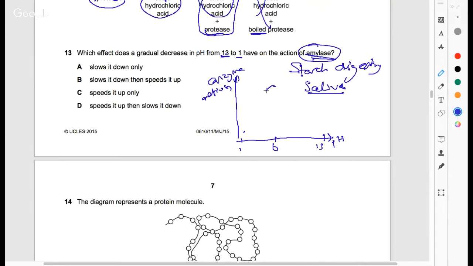So as you go away from pH 6, it's going to get worse and worse. And as you go away from pH 6 in the other direction, it's also going to get worse and worse. So we start at pH 13 here, and we move this way. Then the effectiveness is going to increase to here, and then it's going to decrease down to here, to almost nothing. So we're going to speed up and then slow down. So the correct answer is D, speeds up and then it slows down.